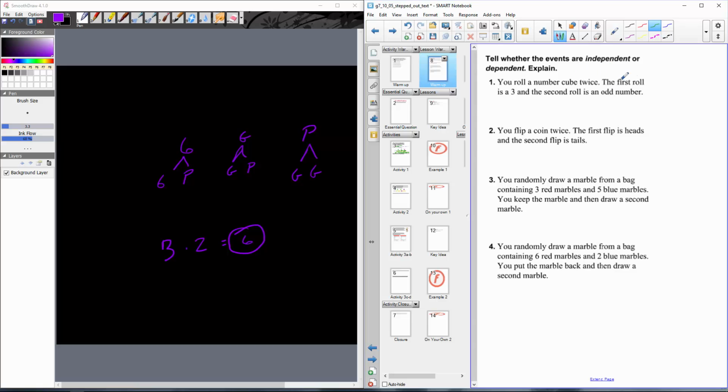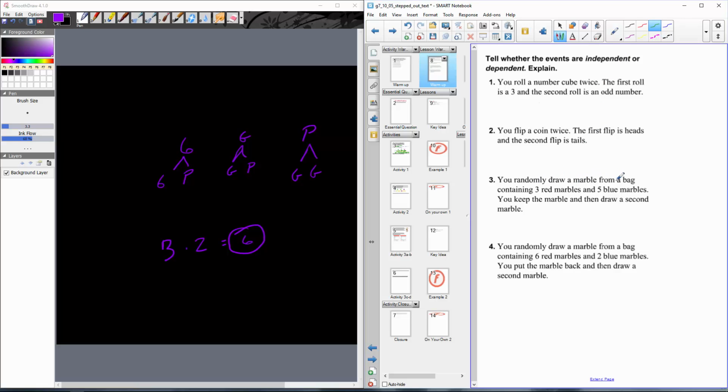Now it says here, tell whether the events are independent or dependent. So I roll a number cube twice. The first roll is a 3, and the second roll is an odd number. Well, those don't seem like they're linked at all together. If I roll it first, I can still roll a 3 again. So these are independent. I flip a coin twice. The first flip is a heads, and the second flip is a tails. Again, these are independent. They're not dependent on each other.